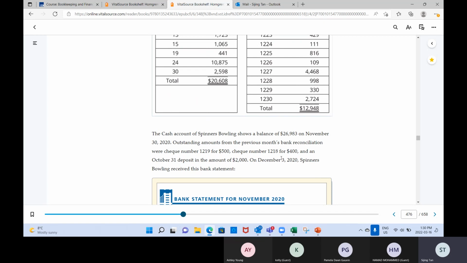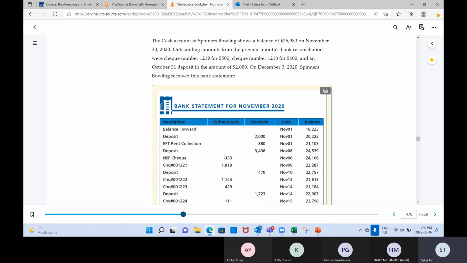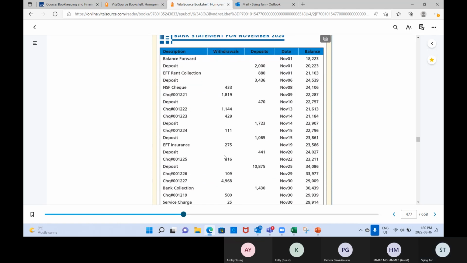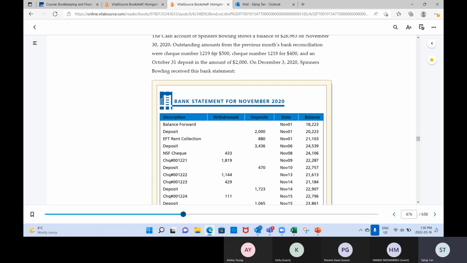Now we need to take a look at the previous bank reconciliation's information. They said the outstanding items are check 1219 for $500. We see if we can find the $500 in the current one. Now it shows actually, right? The 1219 check for $500 shows under withdrawals for November's. So we don't need to care about this amount. We do not need to enter it anymore.